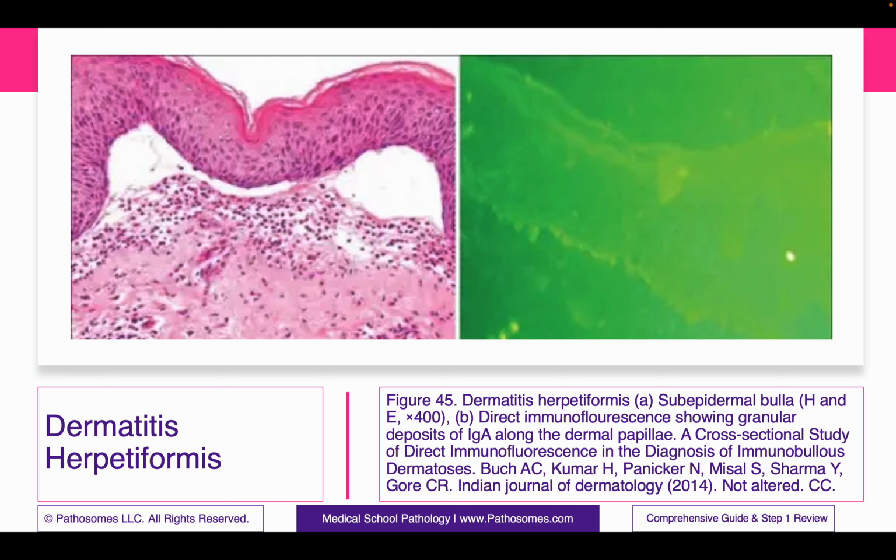And here we have dermatitis herpetiformis. Note the subepidermal bullae in A, and on B, the direct immunofluorescence showing granular deposits of IgA along the dermal papilla.